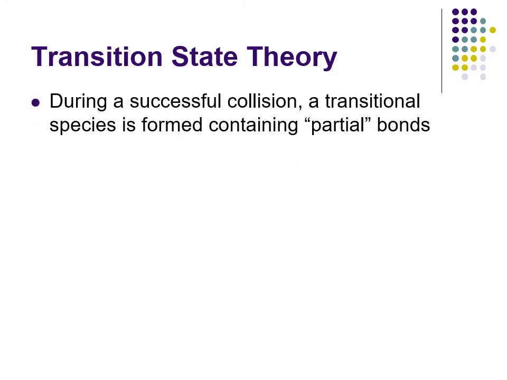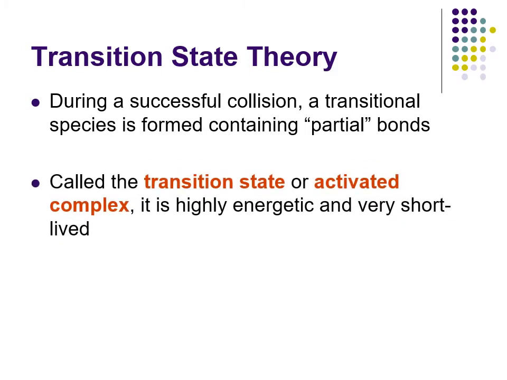So what this is saying is that during a successful collision, there's this intermediate species that is formed that's kind of halfway between the reactants and the products. If you think about a reaction happening where you've got to break some bonds and reform some new ones, this is kind of like in the middle. We call this the transition state, or the thing that gets created we refer to as the activated complex. And it is really high energy because you're in the process of breaking bonds and you haven't yet formed any new bonds entirely. And so it's going to be quite high in energy and very short-lived. It's kind of in the middle of the reaction.